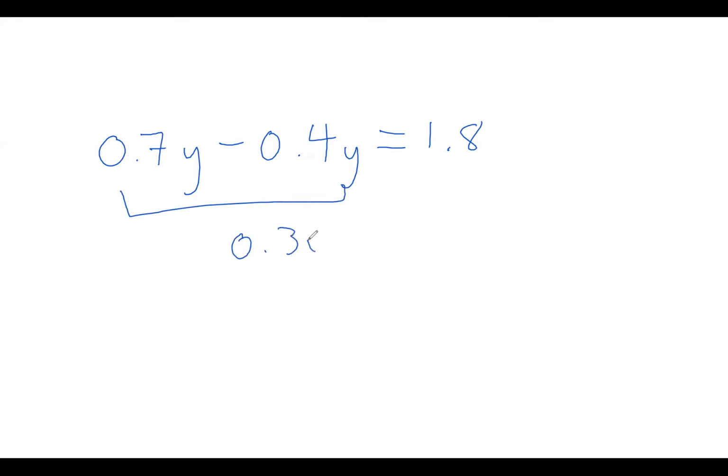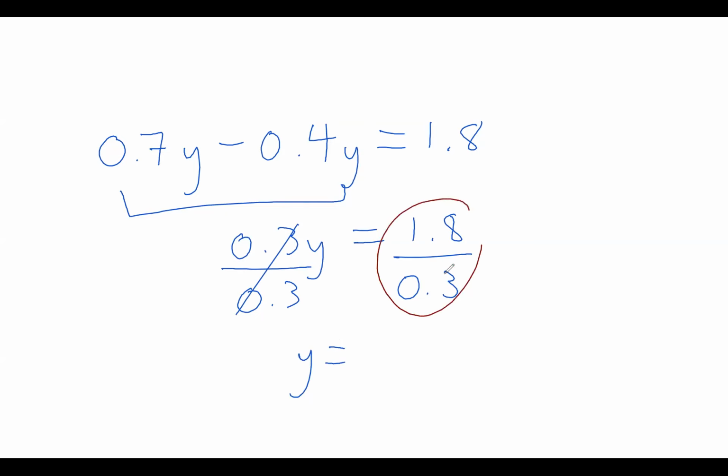So 0.7y minus 0.4y equals 1.8. If you want to just leave the decimals, that's fine. 0.7y minus 0.4y, that's now 0.3y equals 1.8. Then you can divide by 0.3. Okay, so the 0.3's cancel out, y equals. This is now what I think is a trickier part, the 1.8 divided by 0.3.